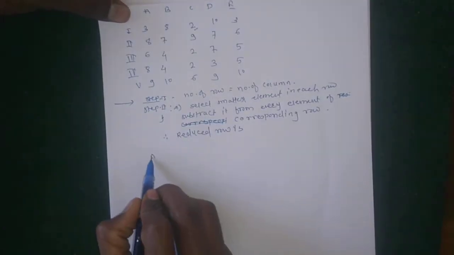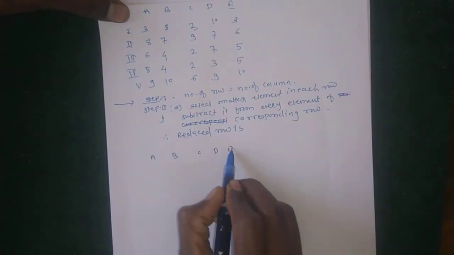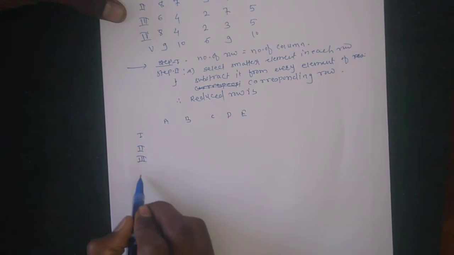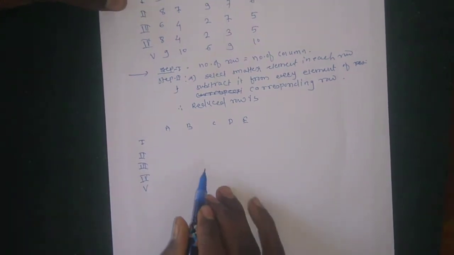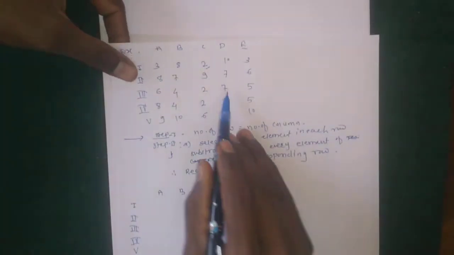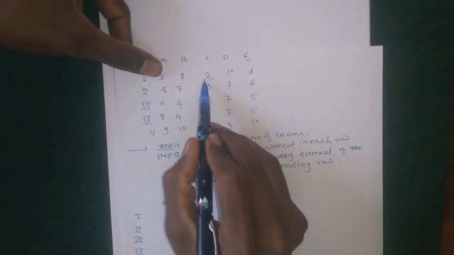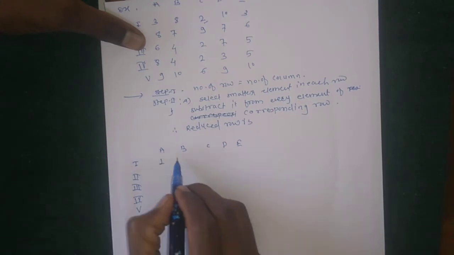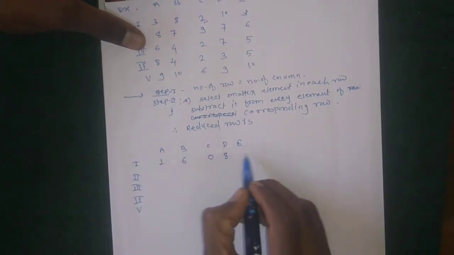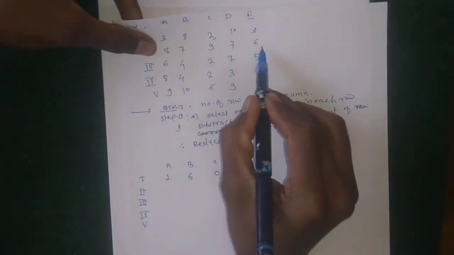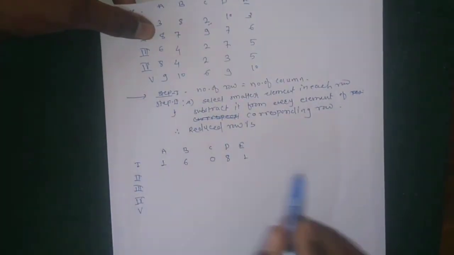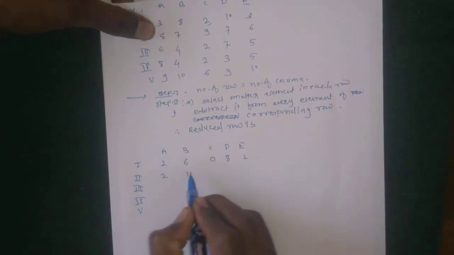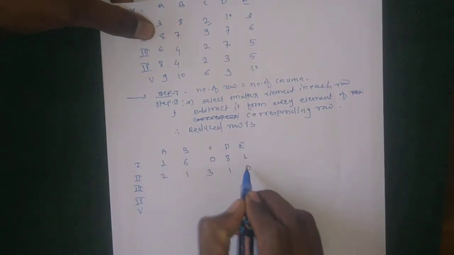Okay, so here A, B, C, D, E are the columns and the rows are first, second, third, fourth and fifth. After subtracting, 2 is the smallest element in the first row, so subtract it from every element of the first row. So 3 minus 2 is 1, 8 minus 2 is 6, 0, then 8 and 1. Okay, in the second row the smallest element is 6, so subtract it from every element. So here 8 minus 6 is 2, then 1, 3, 1 and 0.